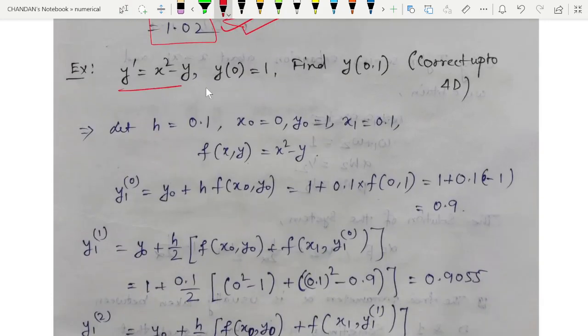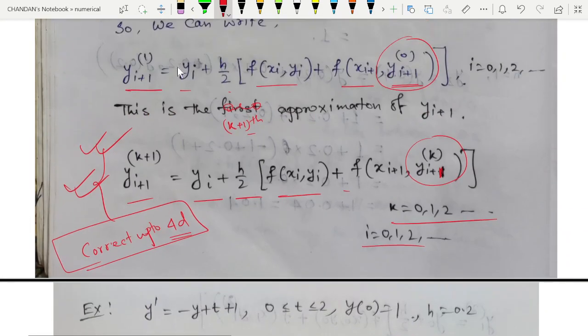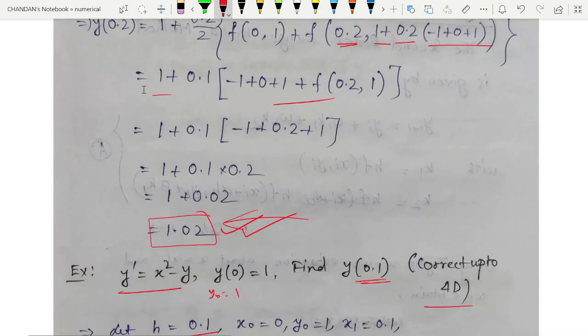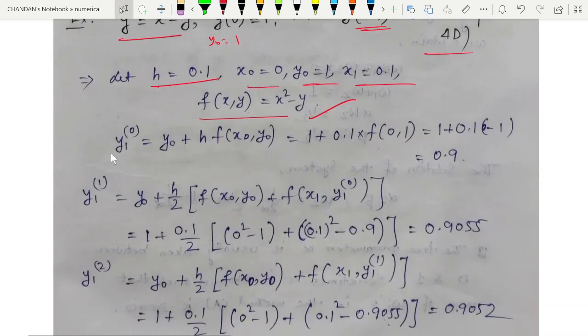Now if we take another example, suppose y dash equal to x square minus y, with y at 0 equal to 1, that is y0 equal to 1, and find y at 0.1, suppose the value of h is equal to 0.1, correct up to 4d. So x0 equal to 0, y0 equal to 1, x1 equal to 0.1, f of x y equal to x square minus y. Now we use the formula with improvement, given here. So look, y1 at 0 is equal to y0 plus h f of x0 y0.